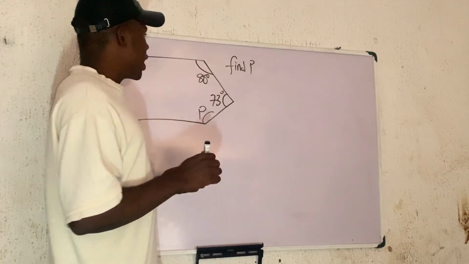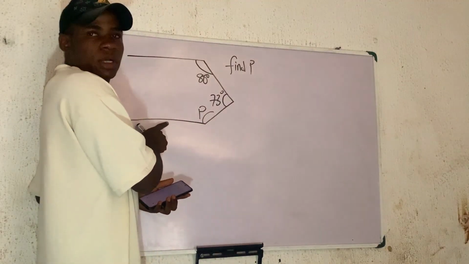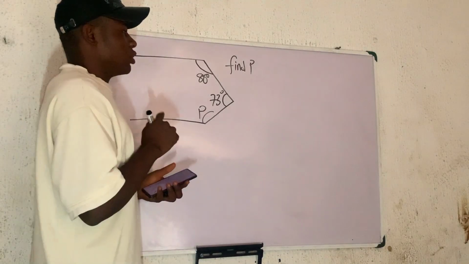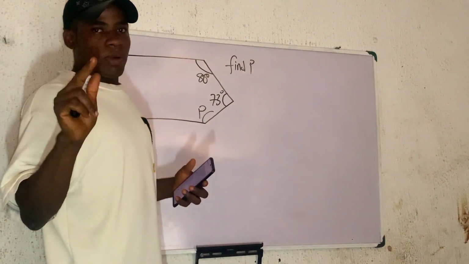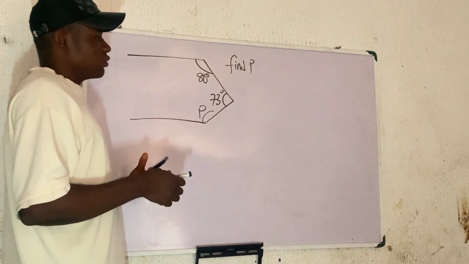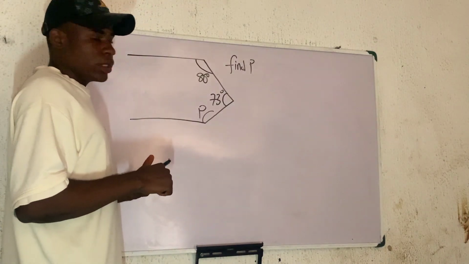Today, we have this diagram and we're asked to find P. The aim of this video is to show you two ways whereby we can solve this question. Now, if I want to solve this question, what do I do first?